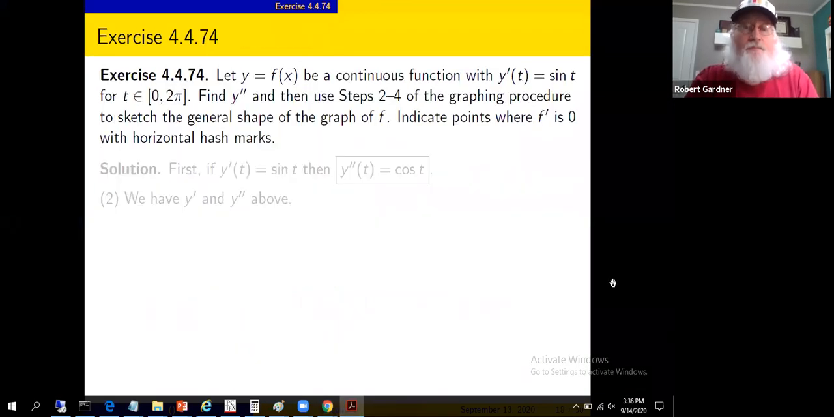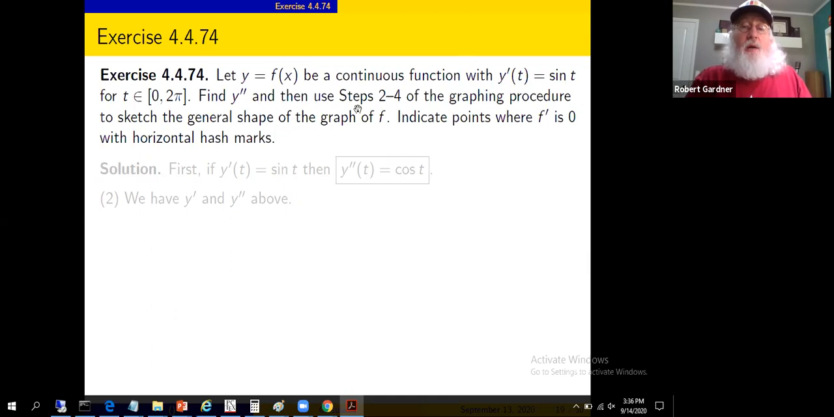let's do more. Okay, let y equals f of t be a continuous function, and let its derivative be y prime of t. A little typo, that should be a t, so we're using t for the variable. y prime of t equals sine t. t is in the interval from 0 to 2 pi. So they didn't tell us a function, they told us its derivative. Find y prime, use steps 2 through 4.